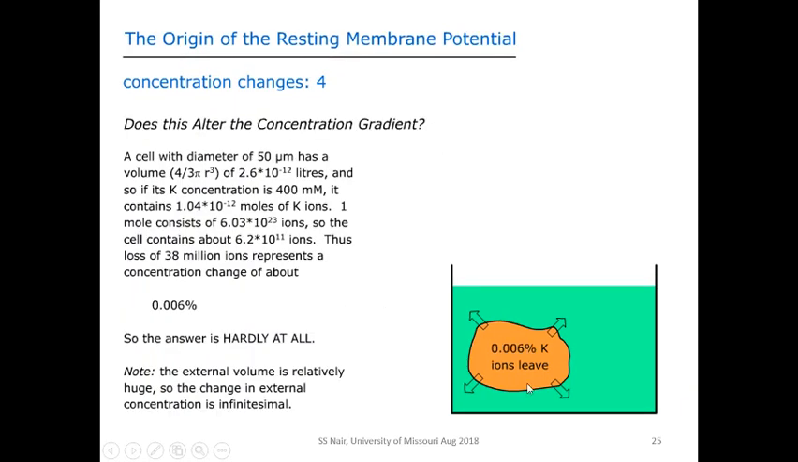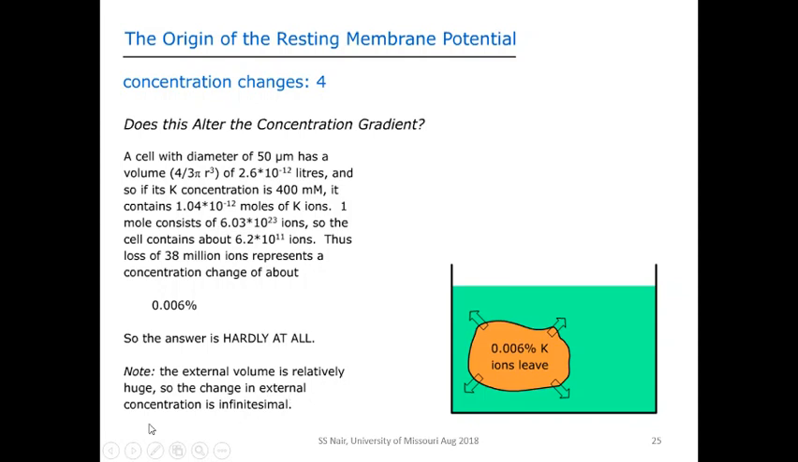So does this alter the concentration inside? A cell with a diameter of 50 microns has a volume of this much. And if the potassium concentration is 400 micromolar, that means the cell has 1.04 x 10^-something moles. So 1 mole consists of 6.032 x 10^23 ions. That is the Avogadro number, if you remember from your high school chemistry. And so the cell contains about 6.2 x 10^11 ions. That's huge. Thus, the loss of 38 million ions represents a concentration change of about 0.006%. So the answer is hardly at all.